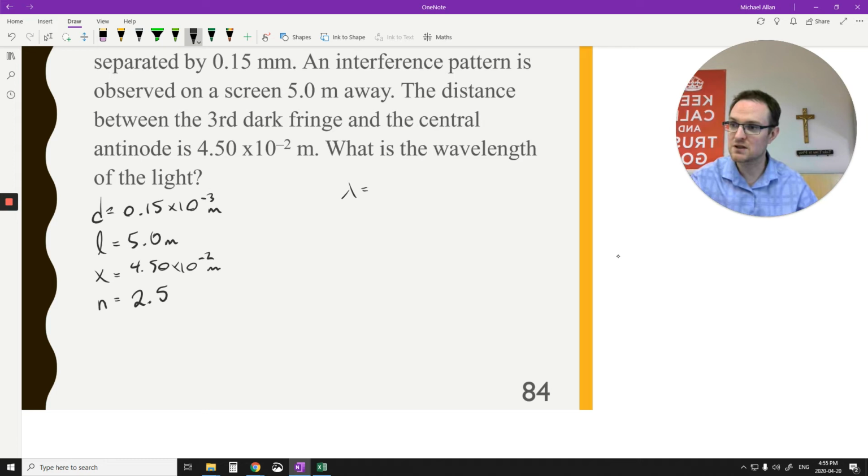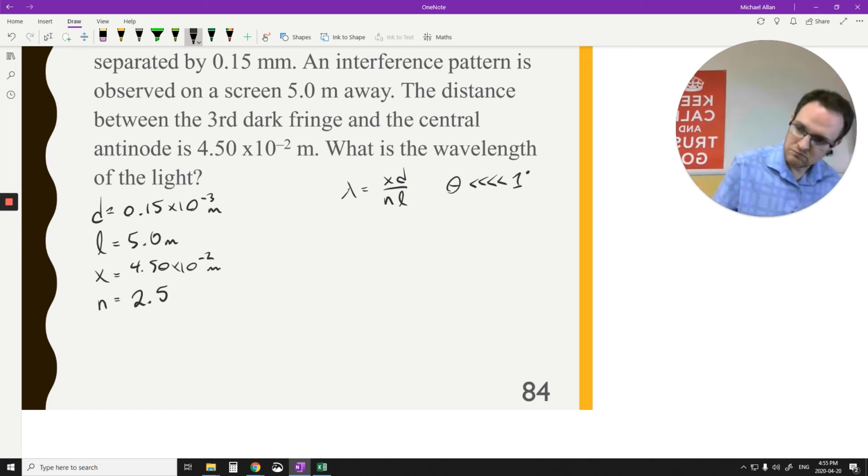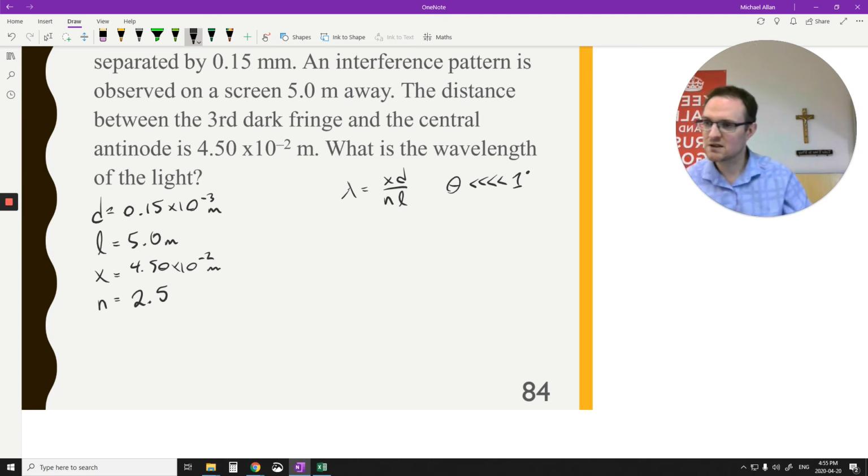Now, so if I want to, like I have X, D, N, L, so I know all this stuff. So if I ever wanted to use this formula, which would be XD over NL, I can only use this if my angle is really, really, really small. Much, much smaller than 1 or something, right? So let's determine what the angle is first. To determine what the angle is first, I'm going to have to use a little bit of trigonometry here.